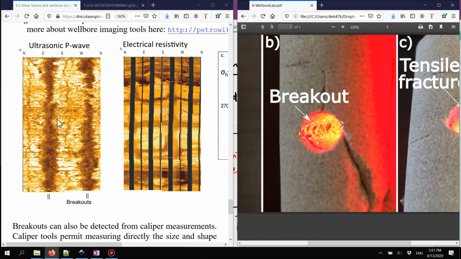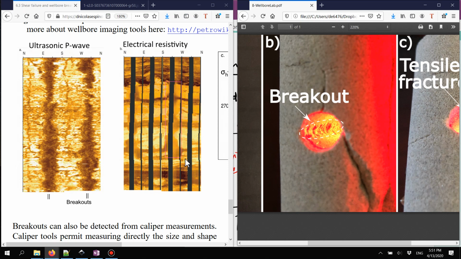Although we have a breakout in this case, you can see that the wellbore is stable. Otherwise, this image would not be possible. You wouldn't be able to run a wellbore tool through a wellbore which is open and it is not stable. A similar image can be obtained also with electrical resistivity. This is another property of the rock that can tell you the presence of breakouts.